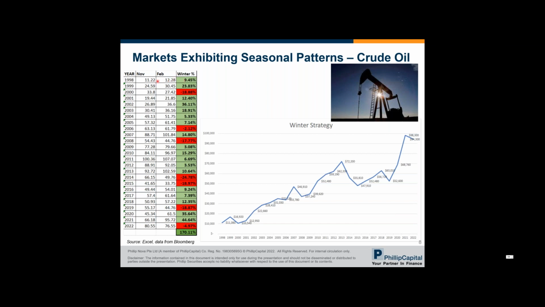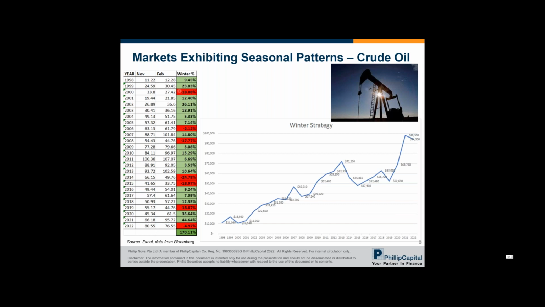So by using the price of February minus the price of November, and we show it in percentage, so we divide it by the price in November, thus showing the percentage increase or the percentage that it decreased. A positive return is highlighted in green and negative return is highlighted in red. So you can see that since 1998, crude oil prices are bullish 72% of the time during the winter periods.